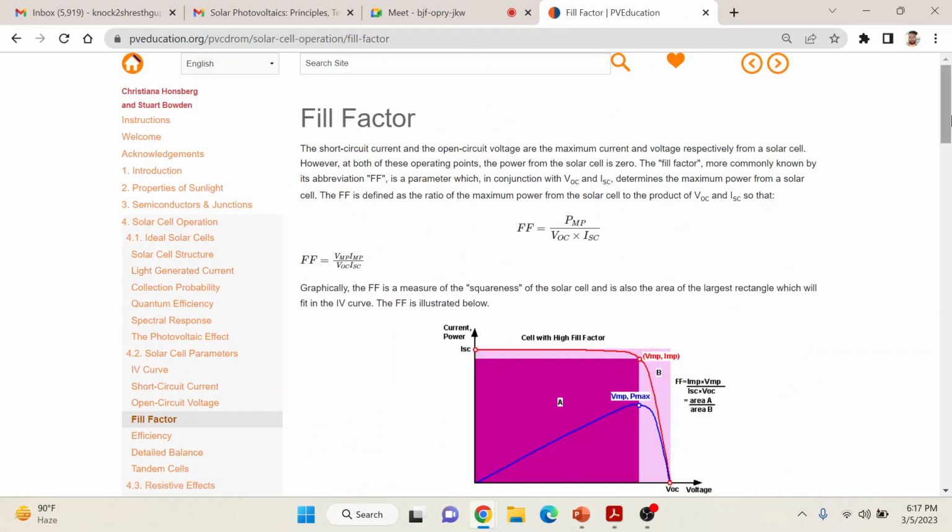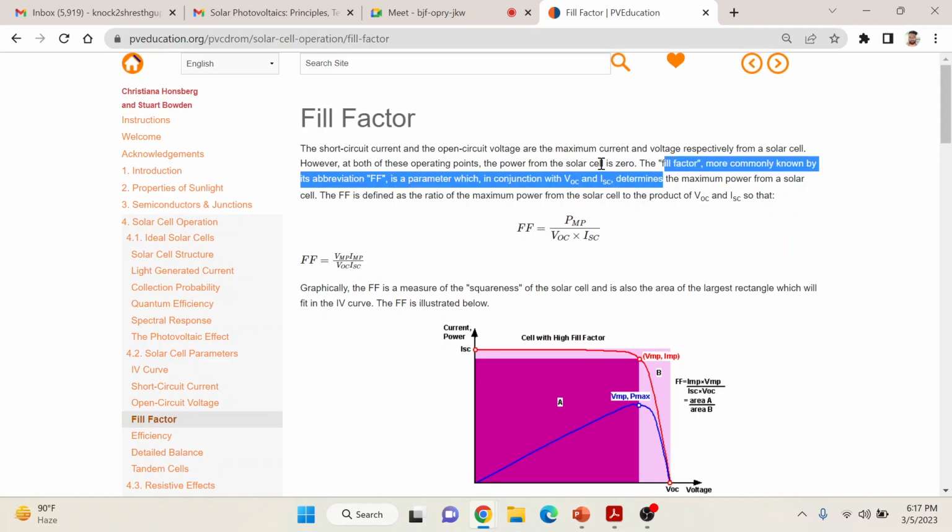So what is fill factor? I have certain numericals related to this also. Now, when you know the concept of short circuit current and open circuit voltage, they are the maximum current and voltage respectively from a solar cell. That is the current and voltage which you should have in an ideal condition. But at these operating points, the power from the solar cell is zero. So the fill factor, more commonly known by the abbreviation FF, is a parameter which in conjunction with VOC and ISC determines the maximum power of a solar cell.